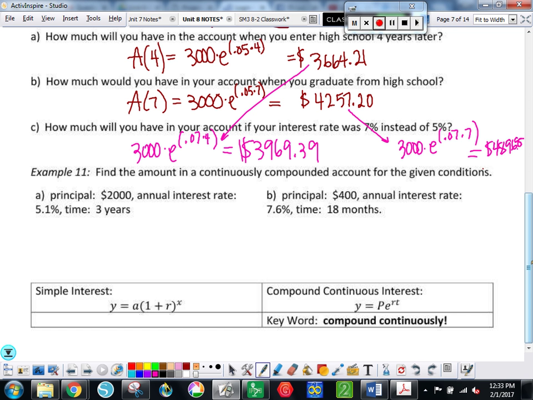Example 11. Find the amount in a continuously compounded account for the given conditions. Are you okay with those? Do we have to keep doing them? You can plug them in and you're good? Okay, let's move on.